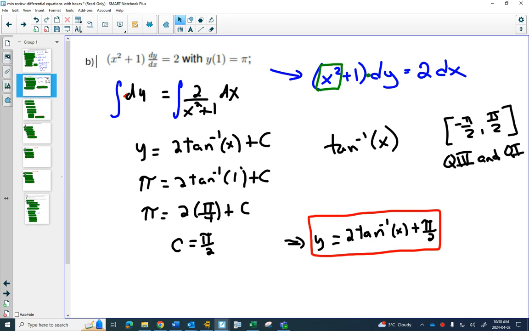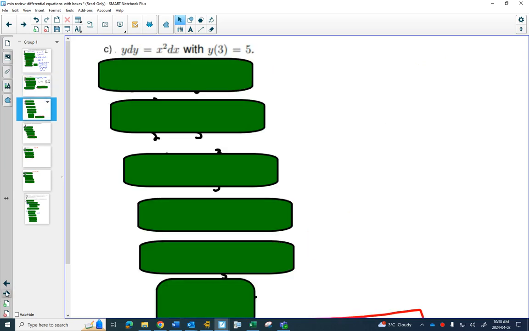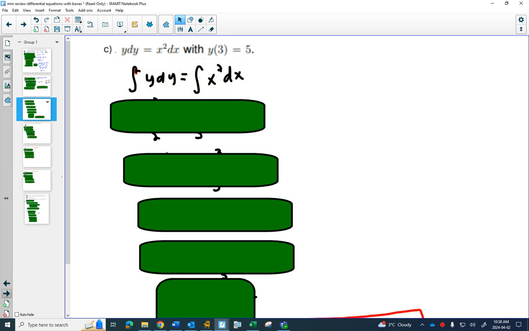Oh, the next question was kind. They already separated the dy dx for you. Already have the y on the side with the dy, the x on the side with the dx. We can integrate right away.